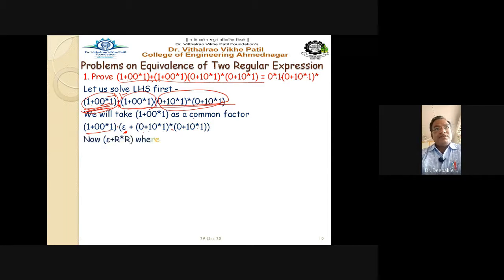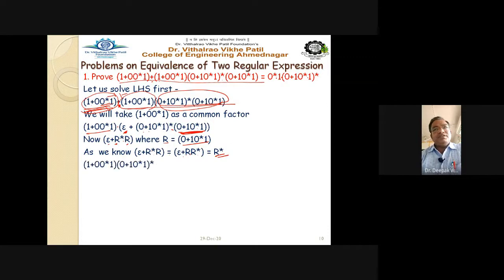Now we have to apply the identity rule. So we can see that epsilon plus r raised to star dot r, where r is nothing but, what is the value of r? R is nothing but this one, 0 plus 1 0 raised to star dot 1. This is the value of your r. Getting this point? This becomes your r value, right? So what is the rule? The rule says that epsilon plus r raised to star dot r equals epsilon plus r dot r raised to star, that is equal to r star.